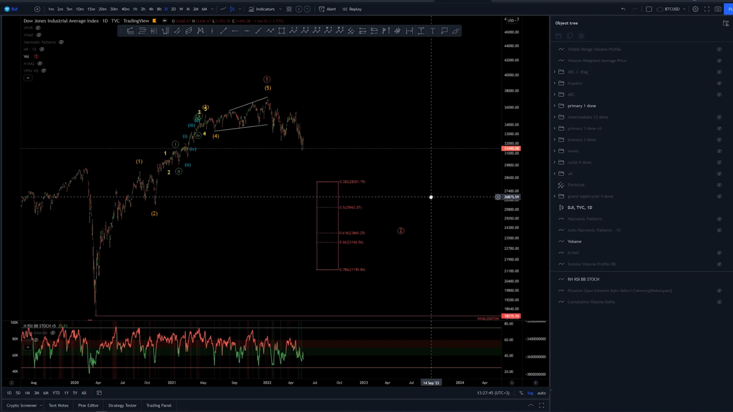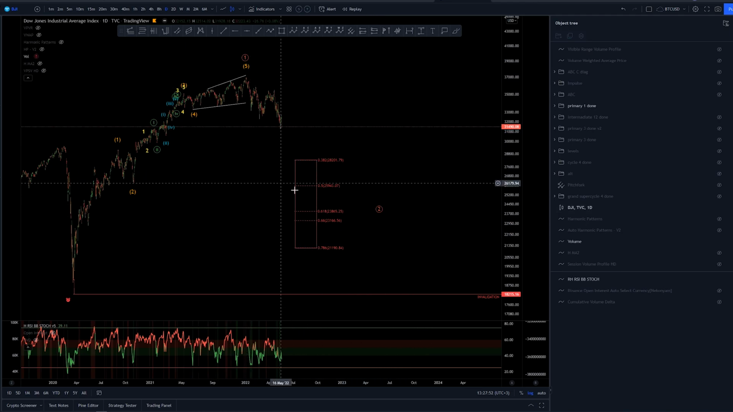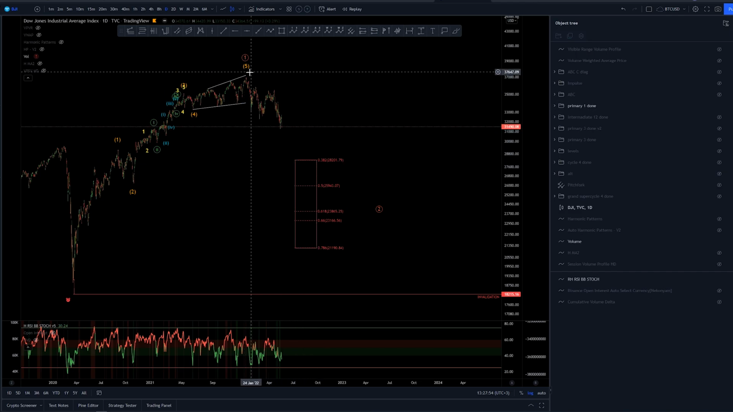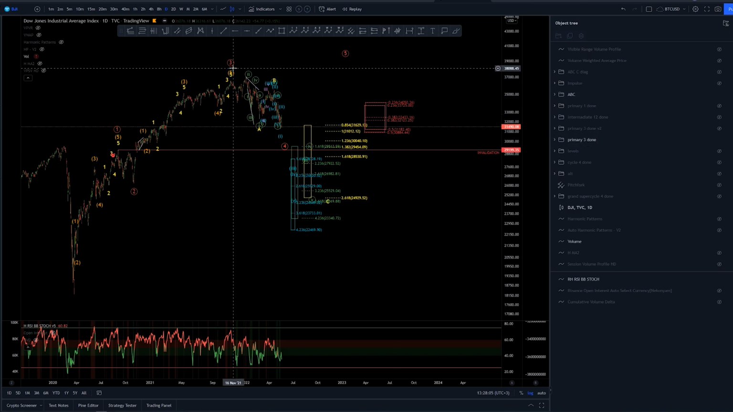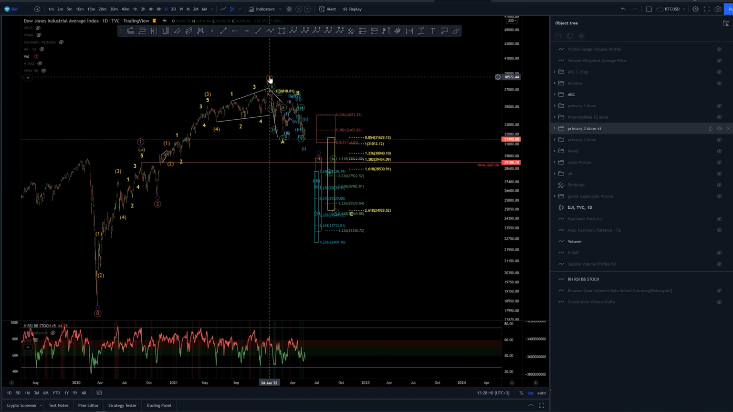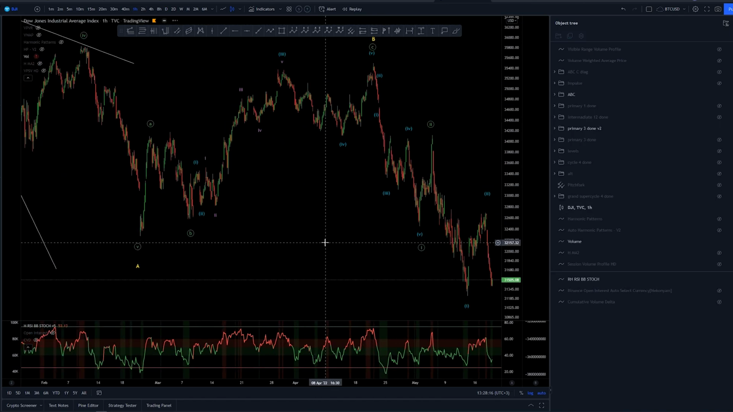So those are basically the options I have for this whole correction, giving us possibilities so that as we are coming down with this correction, if some counts get invalidated we can still have alternate counts already in place. However, I'm still going to be playing this one, primary 3 up here, and now we're going to be looking into what kind of structure we are having here on the lower time frame.